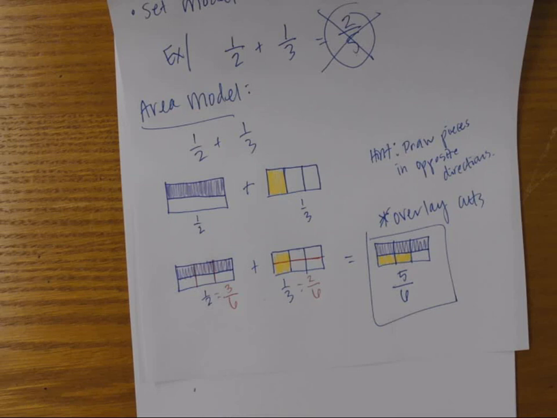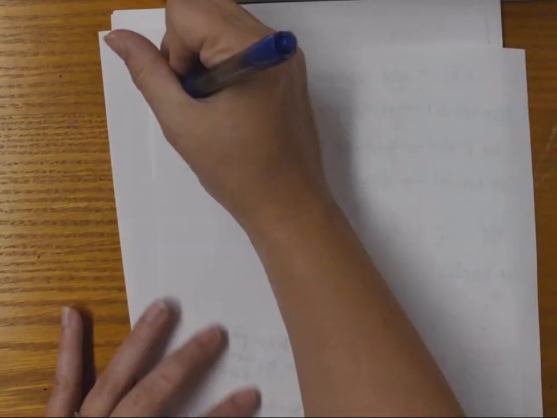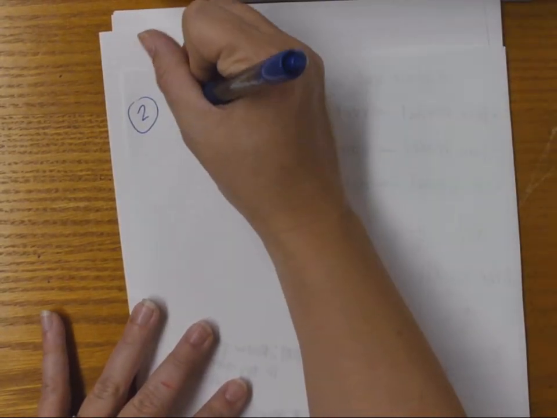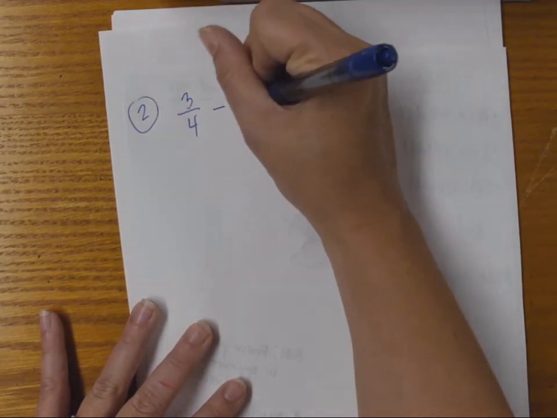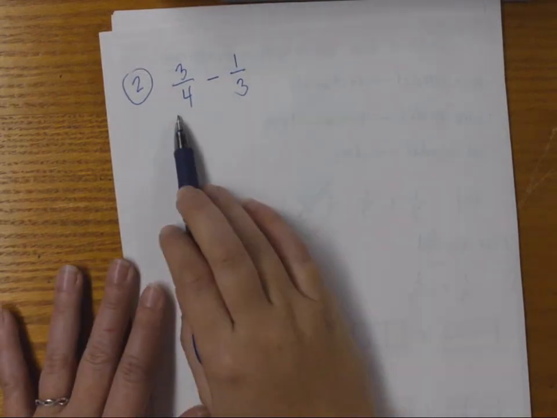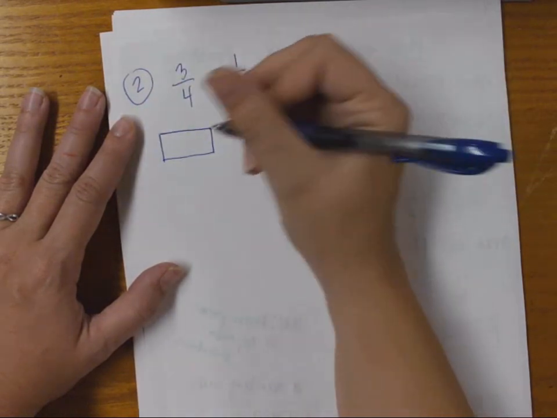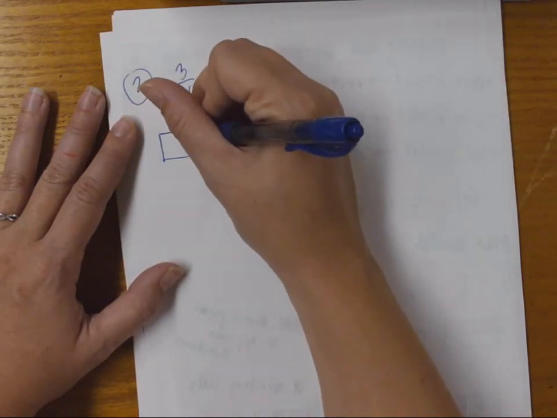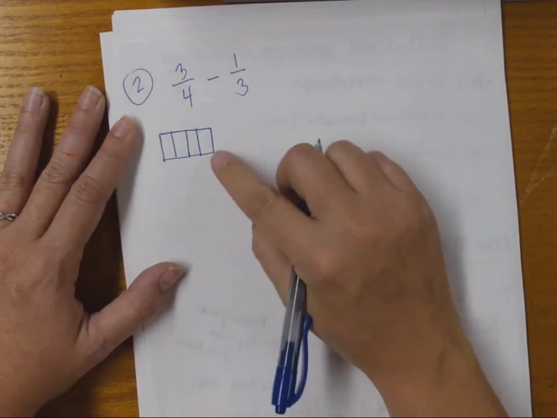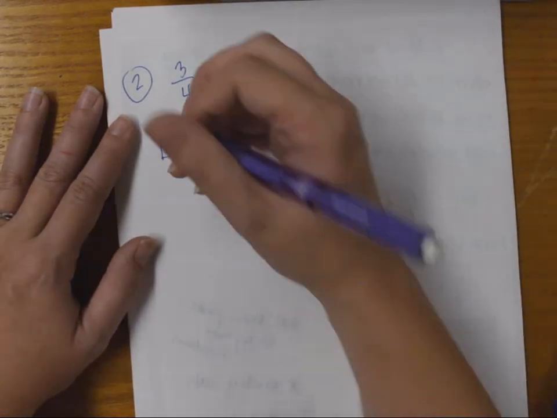So let's do another one of those, and let's do it with subtraction this time. Okay, so we'll call that problem number 1. So for problem number 2, let's do 3/4 minus 1/3. So I need to draw 3/4. So draw a rectangle, split it into 4 pieces however you want to. I'm going to split it vertically this time. I like to do my vertical cuts the bigger number and my horizontal cuts the smaller number, but it seriously doesn't matter. It's however you want to do it.